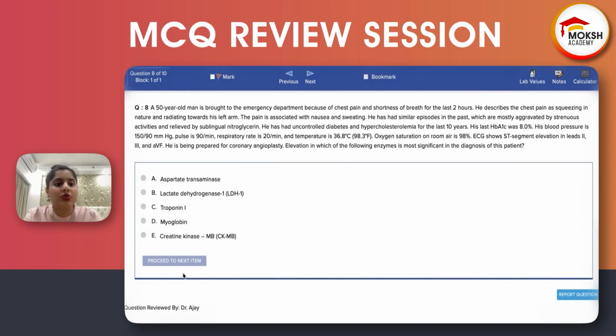HbA1c was 8, BP is 150/90, pulse is 90, respiratory rate is 20, and temperature is 36.8. O2 saturation in room air is 98%. ECG shows ST elevation in leads 2, 3, and AVF. All right, he's being prepared for angioplasty. Okay, what is the elevation of enzymes?